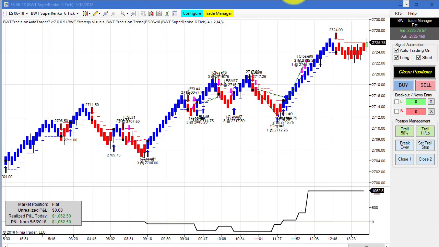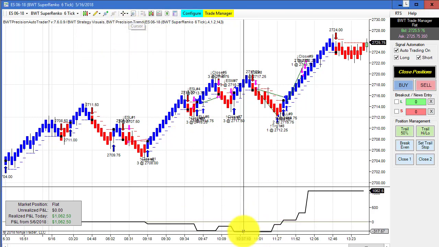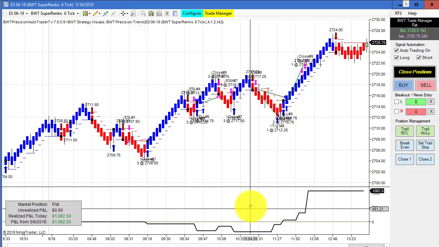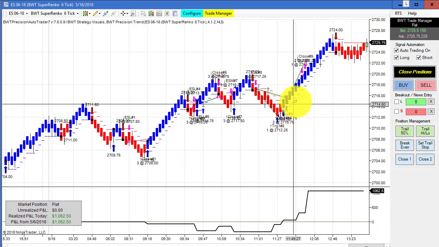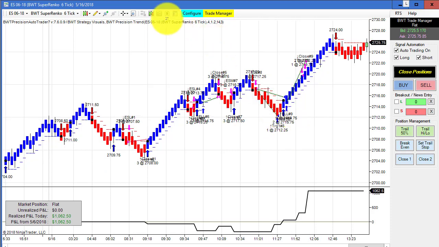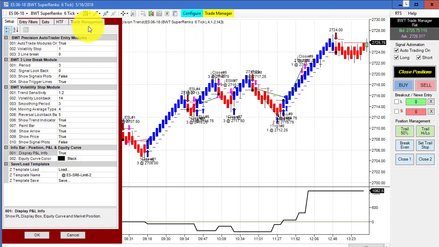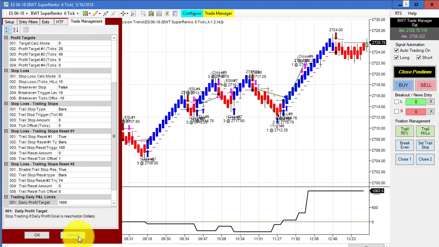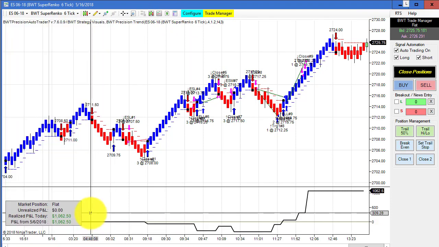Okay, next is the ES on the Super Renko 6 tick chart. It starts trading pre-market about an hour before the regular session open, and we had a couple of losers to begin with, and it looks like we drew down about $300, $150 per contract. That's not much at all, and then came back with a couple of nice winners here. This is trading 3 contracts, but we came back and hit our goal of 1,000, and it looks like we had pretty good positive slippage here.